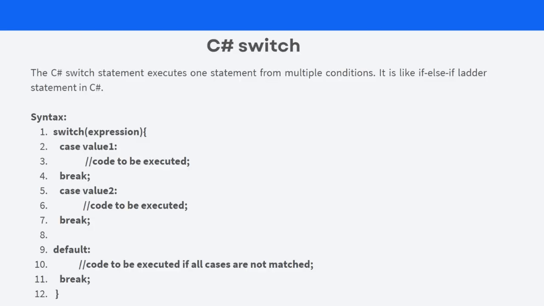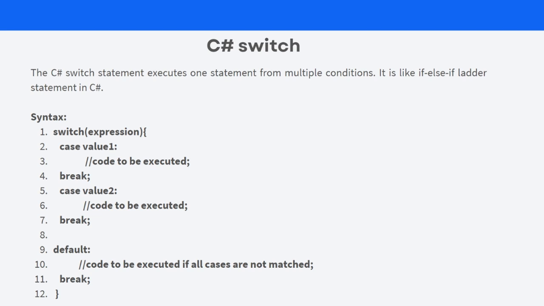Now let us understand what a switch case is. Switch case is used where, for example, you have to check a tremendous number of conditions in your code. So you would be writing if else blocks many times. To overcome this, all the languages including C Sharp provide a switch case. The C Sharp switch statement executes one statement from multiple conditions. It is like the if else if ladder statement in C Sharp.